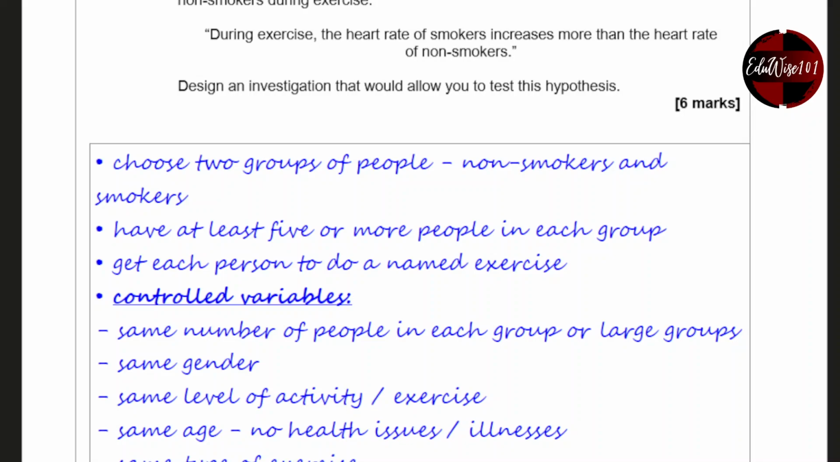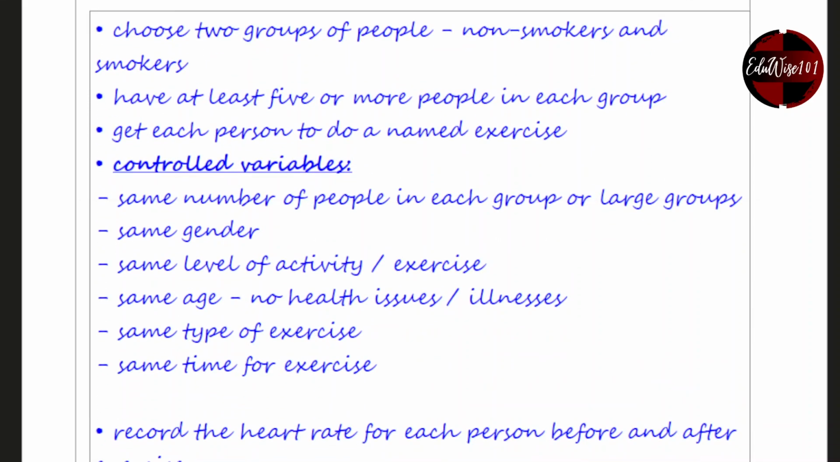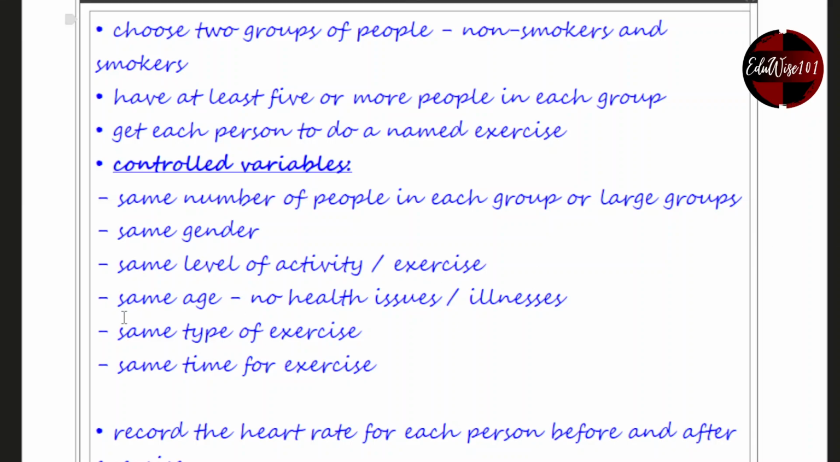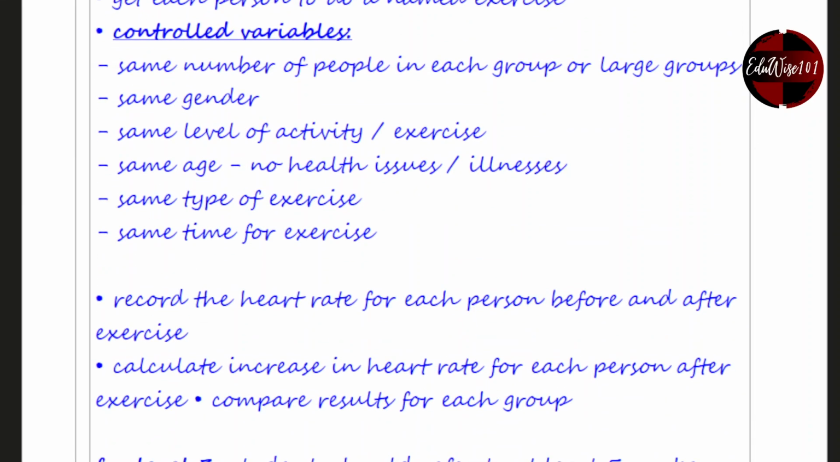Get each person to do a named exercise. Control variables: same number of people in each group or larger groups, same gender, same level of activity or exercise, same age, no health issues or illnesses, same type of exercise, and same time for the exercise as well. Record the heart rate for each person before and after the exercise. Calculate increase in heart rate for each person after exercise, and then compare results for each group.